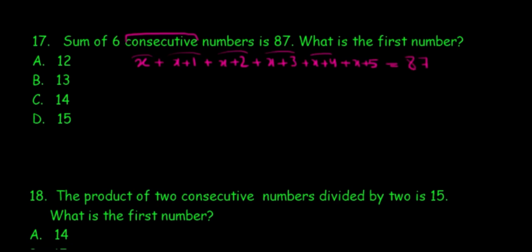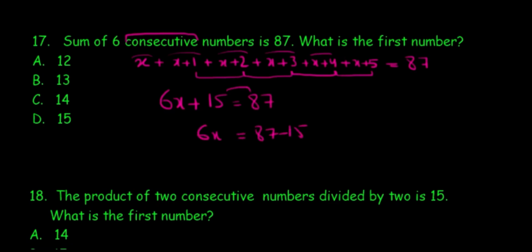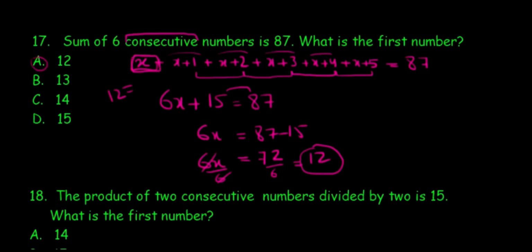The sum of them is 87. What's the first number? So I've got 6 x's, right? Plus, let me add all of this up. 5 and 4, 9, 9 and 3. Because they're small numbers, I'm not bothered about being smart with this. I'll just add it. 5 and 4, 9, 9 and 3, 12. 12 and 2, 14. 14 and 1, 15. 6x plus 15 equals 87. Take 15 to the other side. That's 87, take away 15. That's 72. 6x equals 72, divide both by 6. I end up getting a 12. So the value of x is 12. What was my first number? It was x itself, which is 12. So that is the first number in the series.